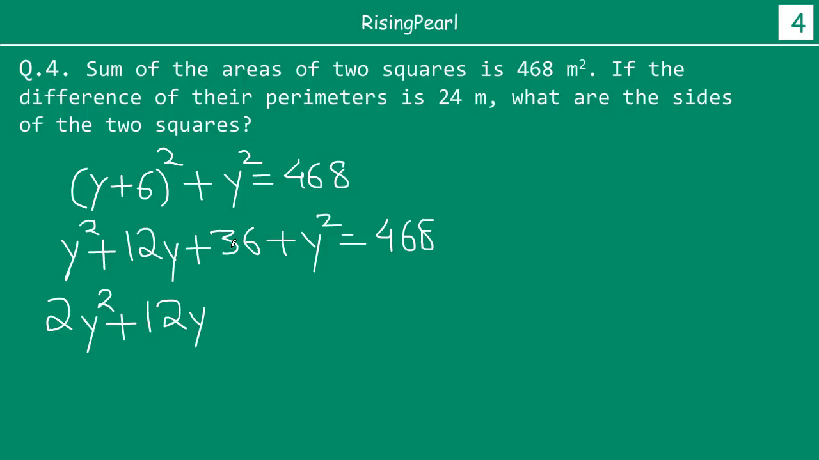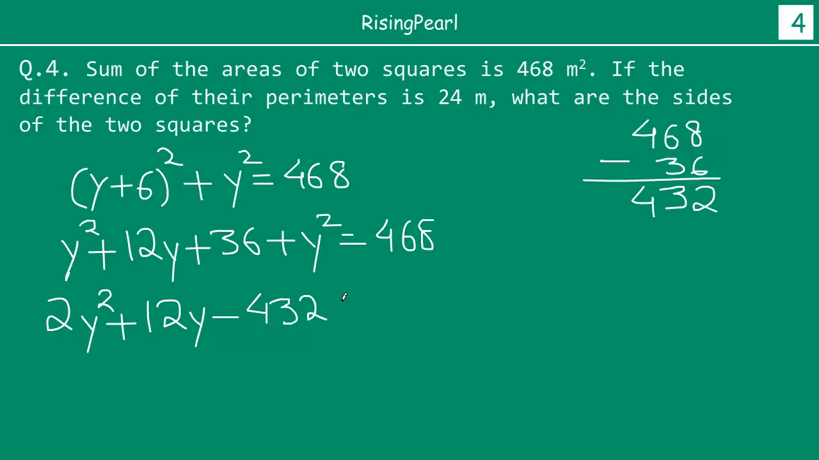So instead of 36, let's get the 468 also on the left side. So you will have minus 468 plus 36. So let's do it here. So we have 468 minus 36. So we will get 8 minus 6 is 2. Now 6 minus 3 is 3 and then 4. So this will be minus 432 equal to 0.